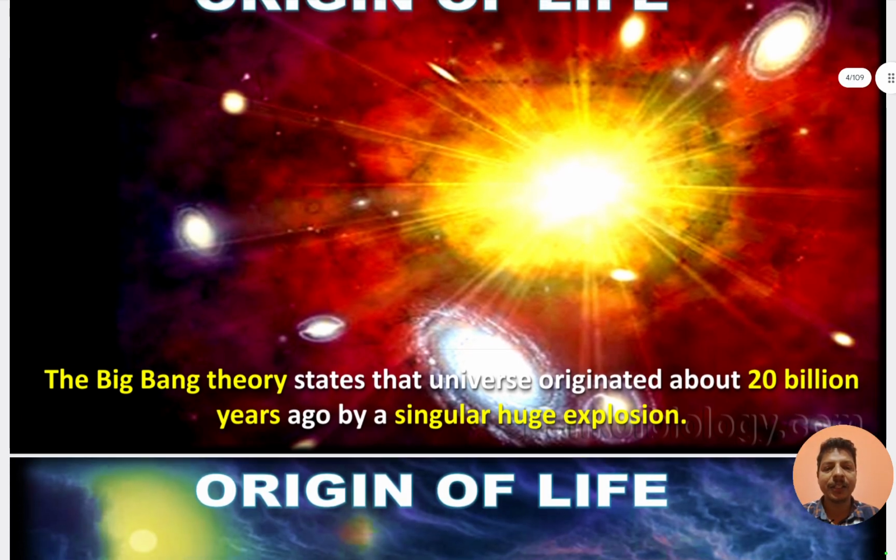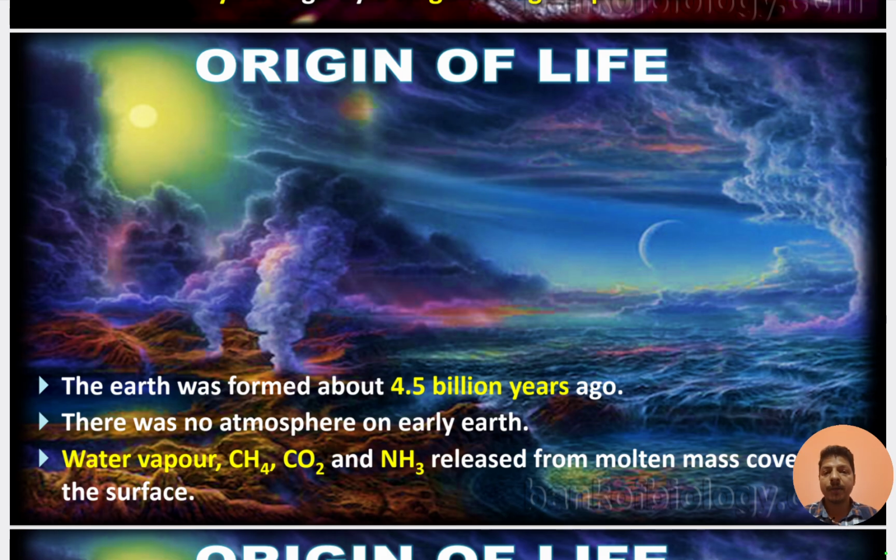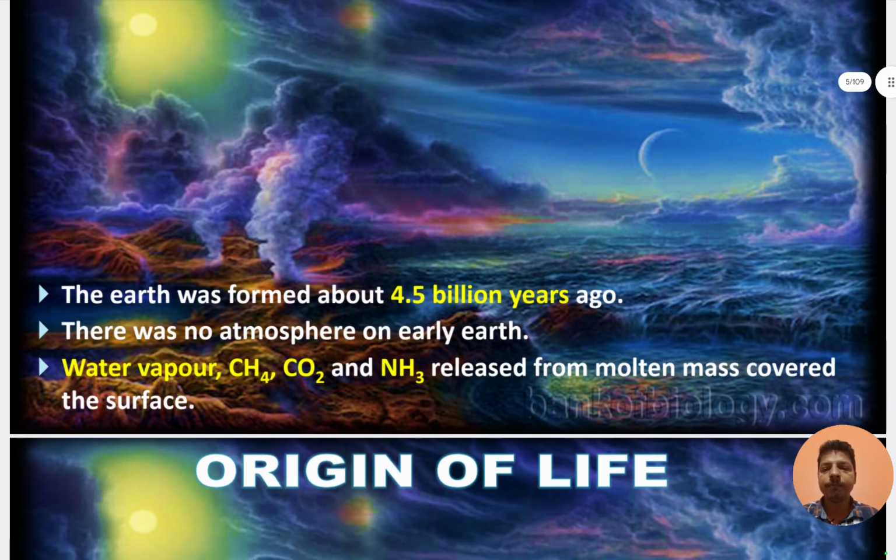It states that the universe originated about 20 billion years ago by a singular huge explosion. The earth was formed about 4.5 billion years ago. There was no atmosphere on early earth, water vapor, then methane, CO2 and NH3 released from molten mass covered the surface.